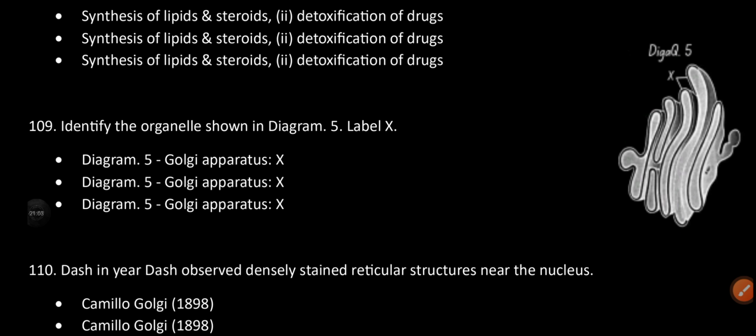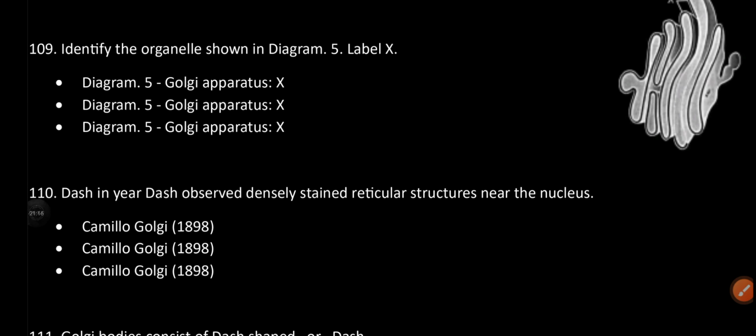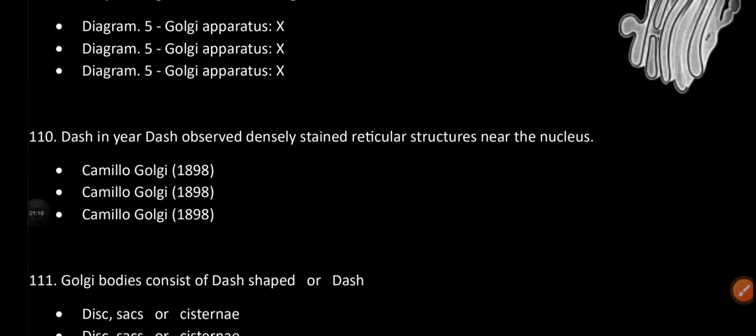Diagram 5 is Golgi apparatus. X is cisterna. Camillo Golgi in 1898 first observed densely stained reticular structures near the nucleus.